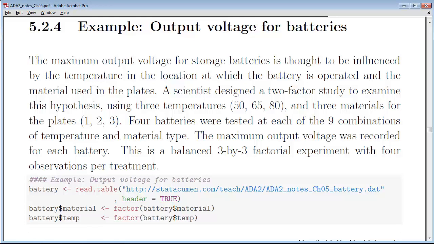In this video, we'll continue Chapter 5, talking about the output voltage for batteries through this two-way analysis of variance.